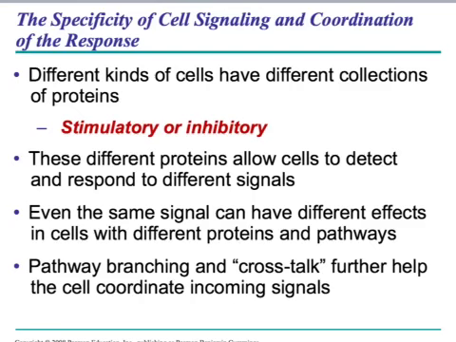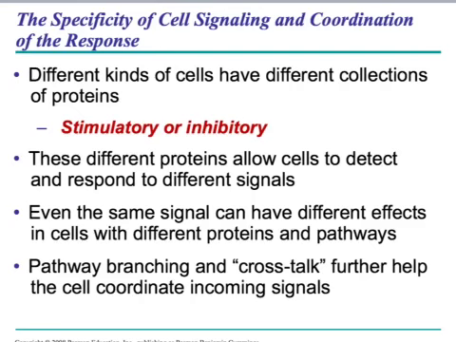Okay, so different kinds of cells are going to have different collections of proteins. Mostly those proteins are going to be of one of two natures. Either they're stimulatory, so they're going to increase response, or they're inhibitory, they're going to stop response. Because of the presence of all of these different types of proteins, it's going to allow individual cells to detect and respond to different signals.